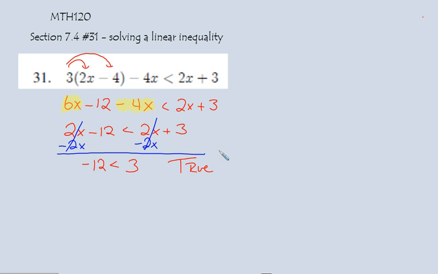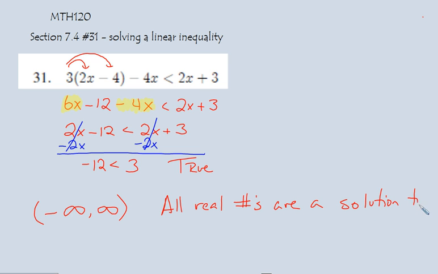And what happens here is that, unlike other inequalities, since this is a true statement, that means that I can plug in any number. I can plug in any number. And so what they're saying is that all real numbers are a solution to this linear inequality.